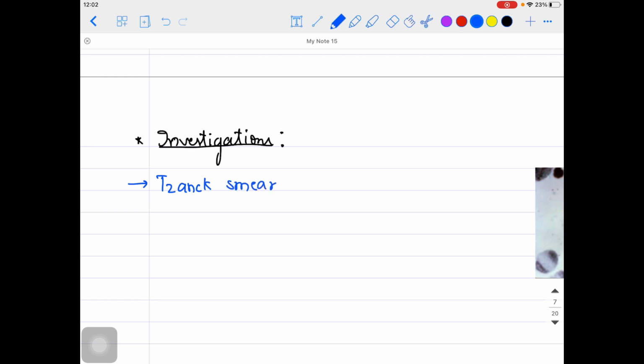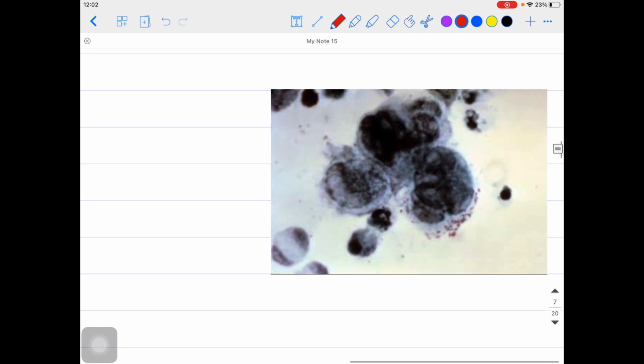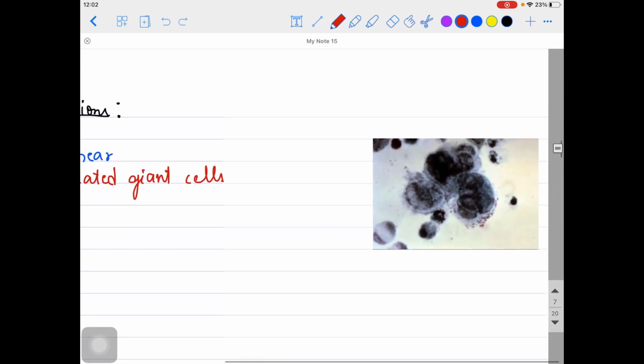In the Tzanck smear, what we are seeing is multinucleated giant cells present over there. As you can see, here is the multinucleated giant cell, and this is the Tzanck smear. Here you can see the bigger cells. The bigger multinucleated giant cells can be easily appreciated over here, right? So this is the multinucleated giant cell present in the Tzanck smear.